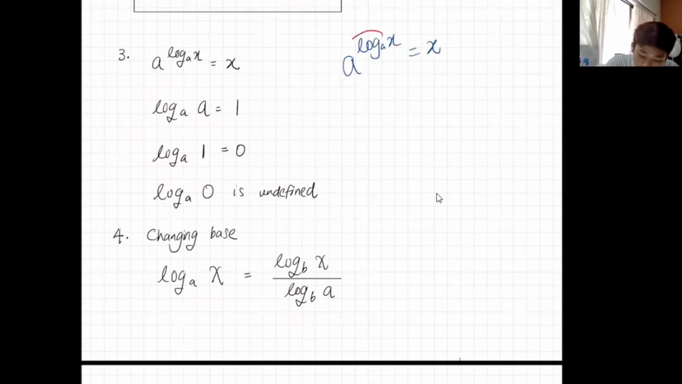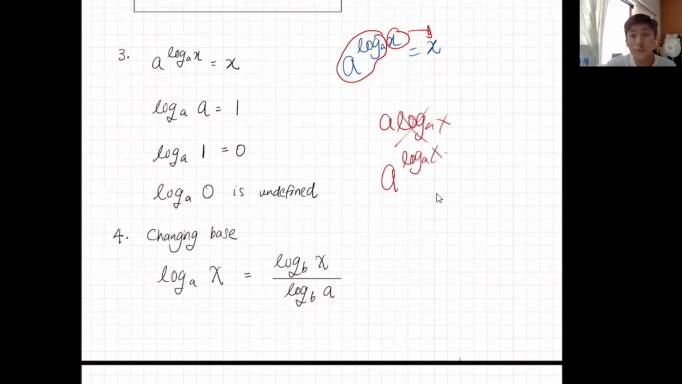When you have a log a something, this something will come here. You see, not this a, this a. I want you to spot this intelligently. This log ax is in the power. It's not times, it's not like this. A log ax, not like this. It's a to the power of log ax.